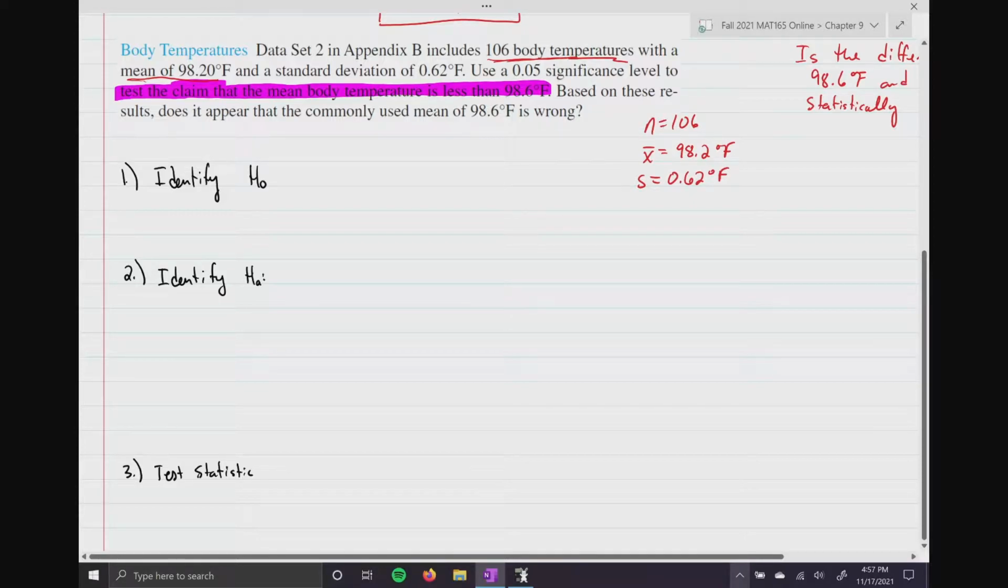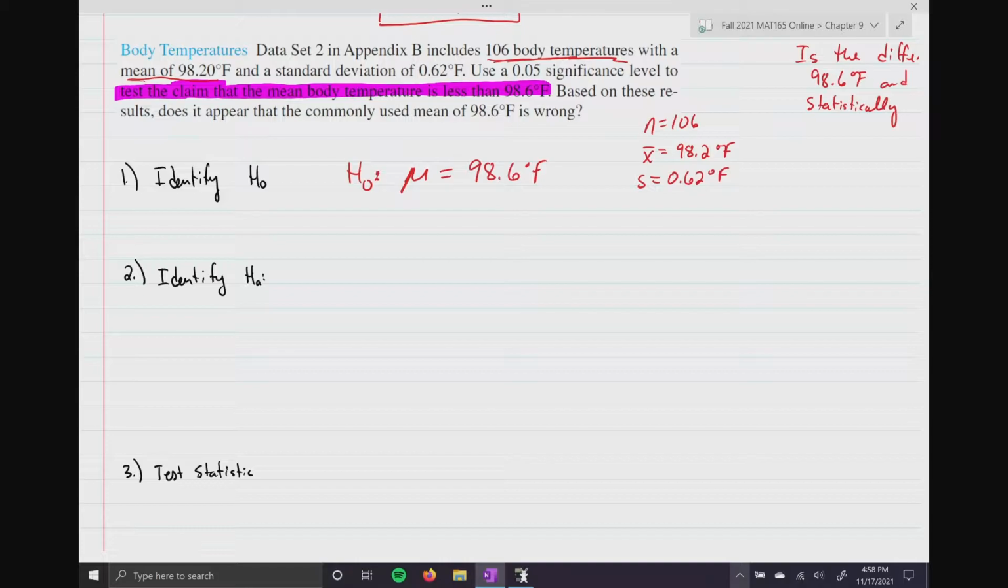Step one, we identify our null hypothesis. So our null hypothesis always contains two things: the population parameter and the equal sign. Since we're talking about average body temperature, our population parameter is going to be mu, and that has to equal 98.6 degrees Fahrenheit, because that is what we've been told our whole life. Okay?